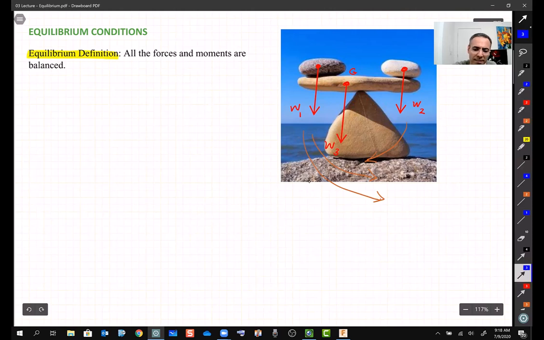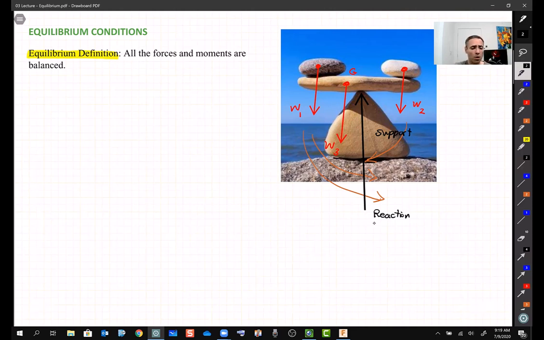So in that sense, we say there must be a big force here, a reaction force here from the support. So let's call it support, and there must be a reaction from this support. So all these forces must be balanced. Also, we know that there must be friction, right? Because with two stones on top of each other, there must be friction. So let's say I have maybe a friction over here.